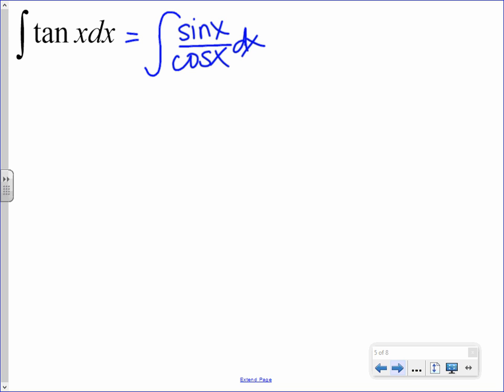Cosine. Yes, ready for that. Because our du is sine x, that's in the numerator. We need to have sine x times dx, so it has to be our numerator. Good call. Thank you for paying attention.